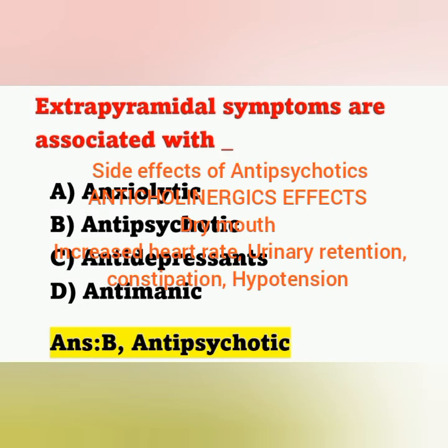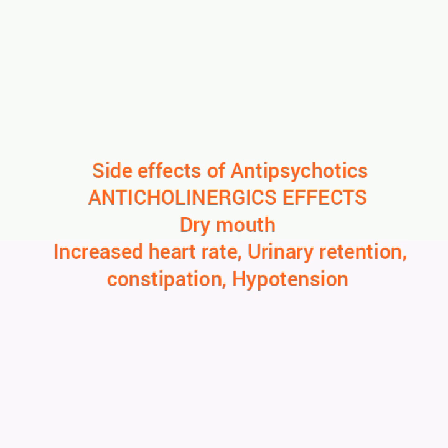Here we can see the side effects of antipsychotic medication. First we can see the anticholinergic effect. Anticholinergic effect means antipsychotics block the activity of acetylcholine. Okay, so some side effects will occur in the body. They are dry mouth, increased heart rate, urinary retention, constipation, and hypotension. Okay, these are the anticholinergic effects: dry mouth, increased heart rate, urinary retention, constipation, hypotension.